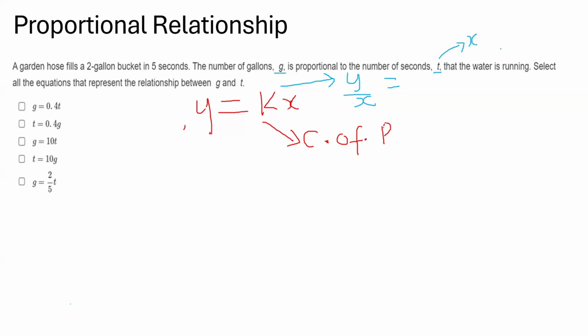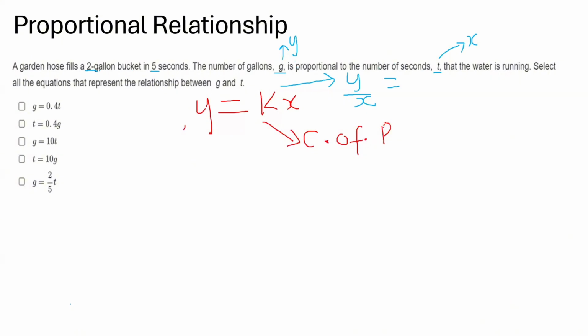So seeing that time is always on our x-axis, we are going to use t here for our x. And then if t represents x, which is time, then g is going to be our y, which is our dependent variable. So now that we have clarified what is our x and what is our y, we are going to go ahead and find our k. So 2 gallons, this is our y value, this is our x.